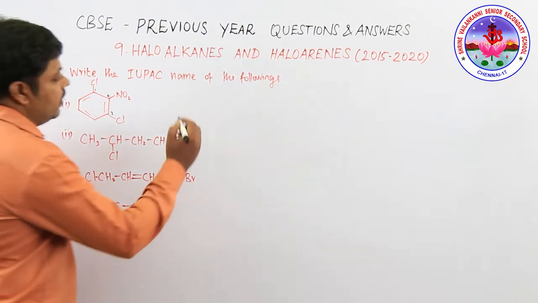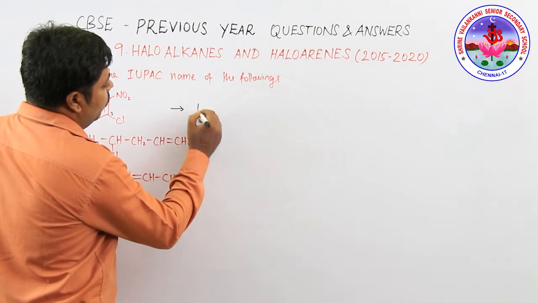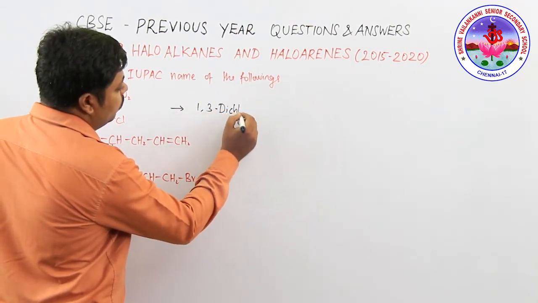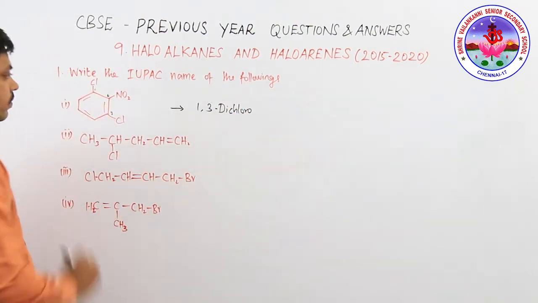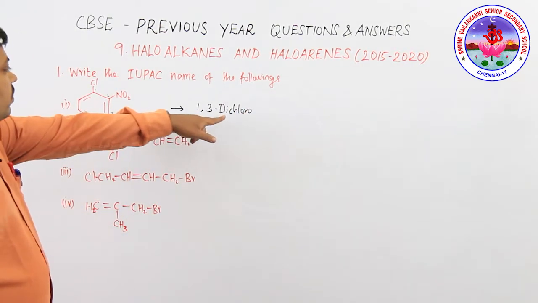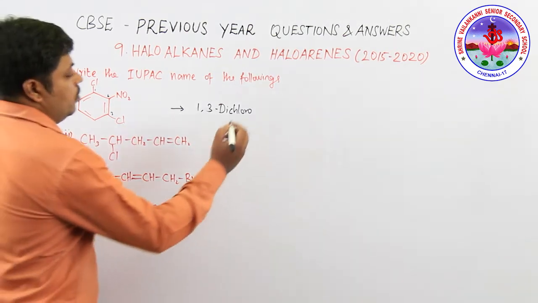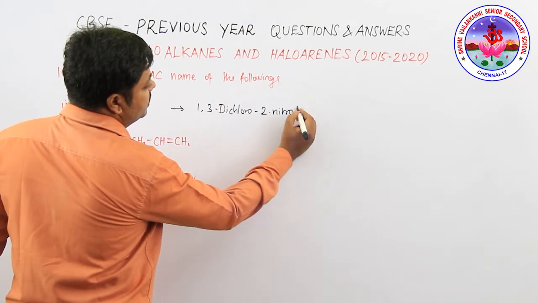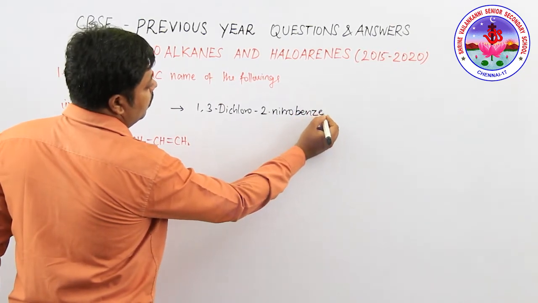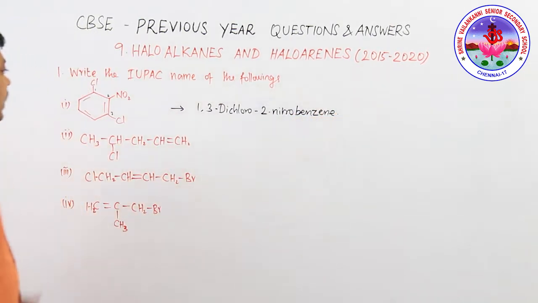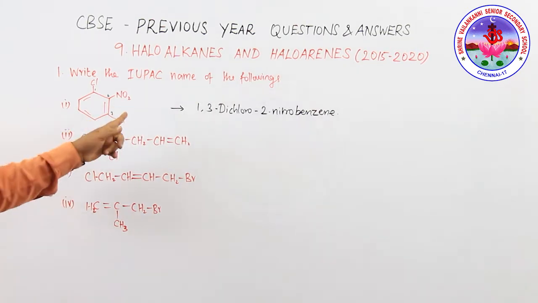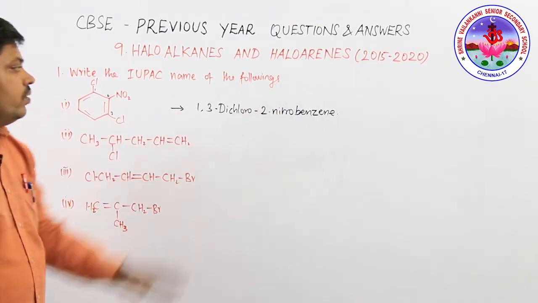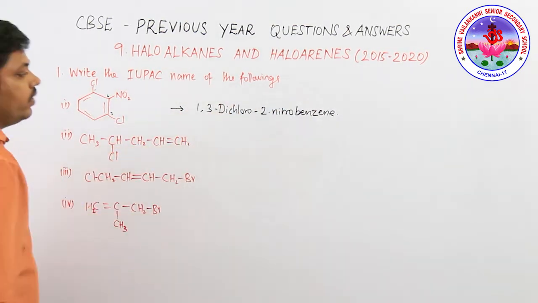So the answer is 1,3-dichloro, because 2 chloro groups are present. 1,3-dichloro-2-nitrobenzene. So this is the IUPAC name of the first one. 1,3-dichloro, and the second position has nitro, that's why 2-nitrobenzene. 1,3-dichloro-2-nitrobenzene.